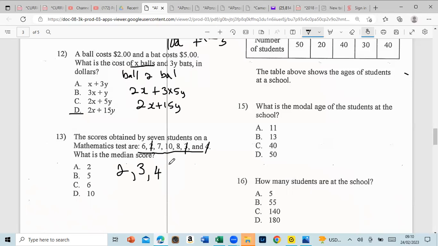Alright, so we have the next one, 6. You have to be careful with these, guys. Let me just set it out: 7, 8, and 10. So that means it's gonna be 6, with 3 this way and 3 this way. So the median is 6. Alright, so let's move on to number 14.